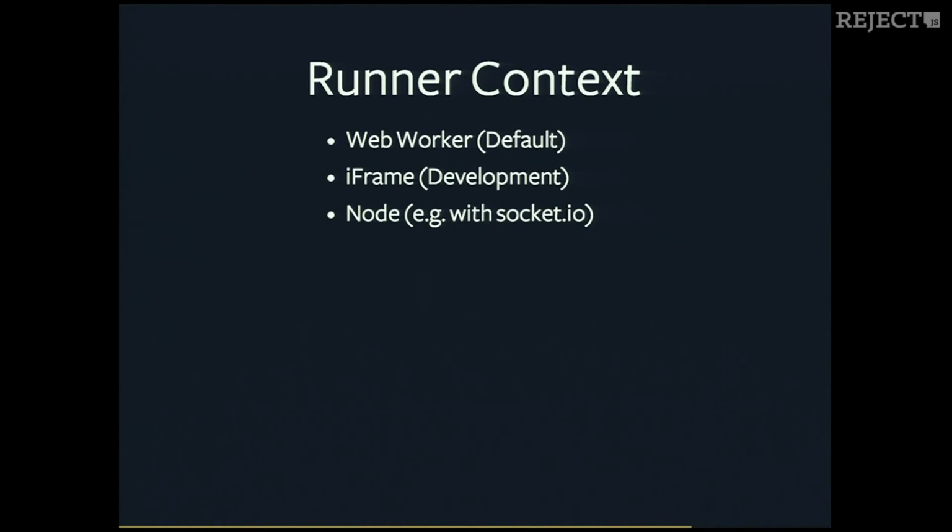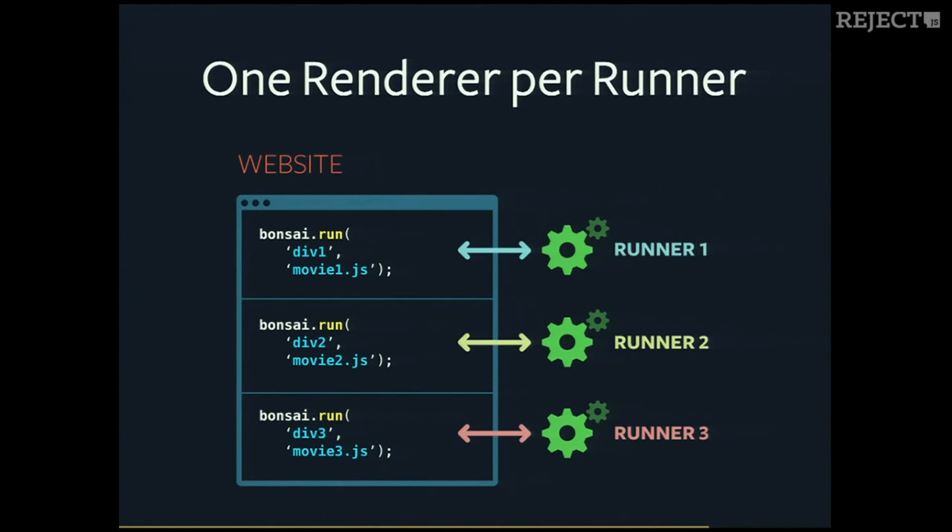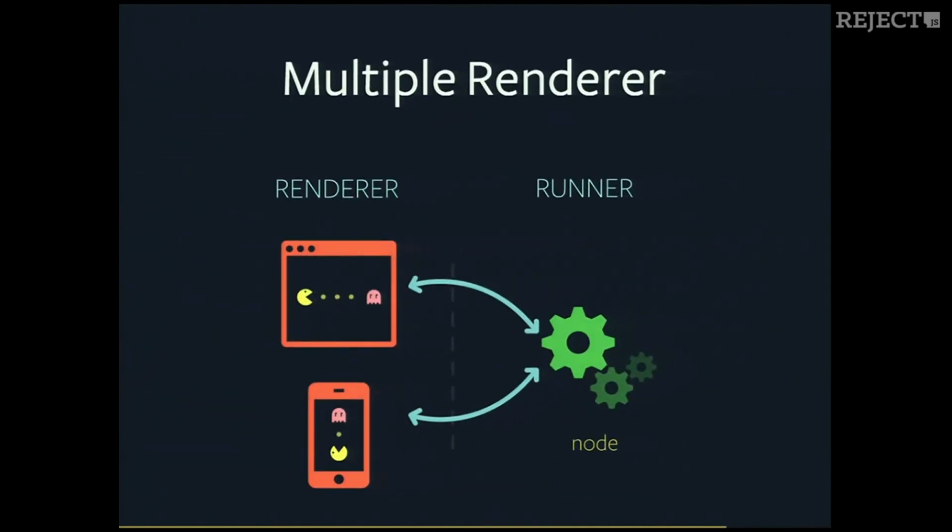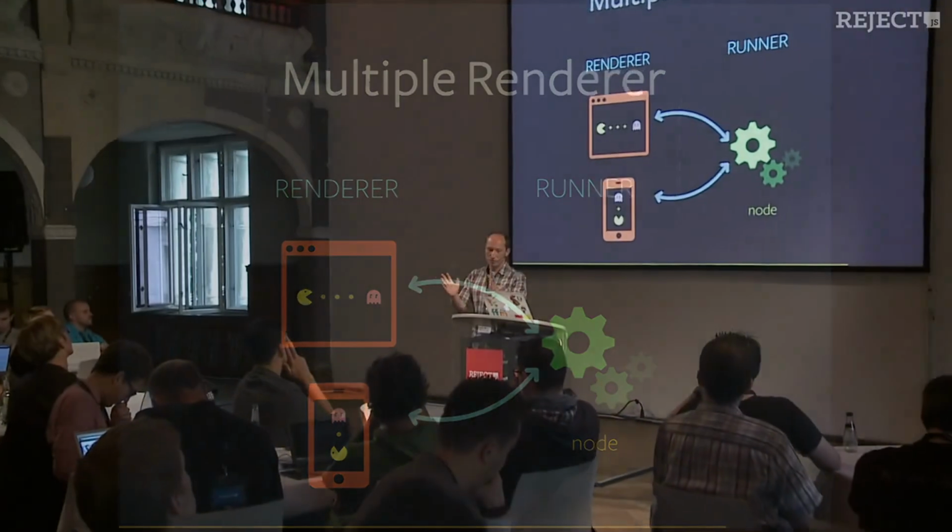And Node, for example, with Socket.io, whatever. You have one renderer per runner, which means whenever you say bonsai run, you actually spawn another WebWorker. But it's still possible to have multiple renderers and just one runner. That's kind of interesting if you want to have a multiplayer game, for example. Then you just compute the next frame on the server, and you get all the information from the different devices, and send only the drawing instructions, nothing more, to the devices.